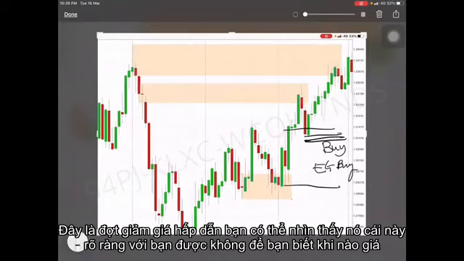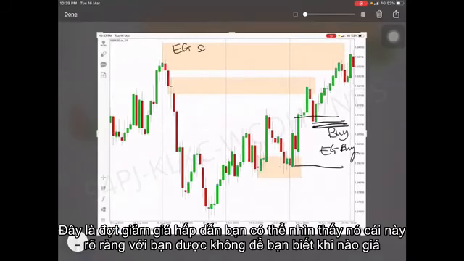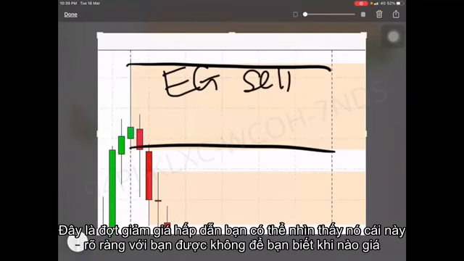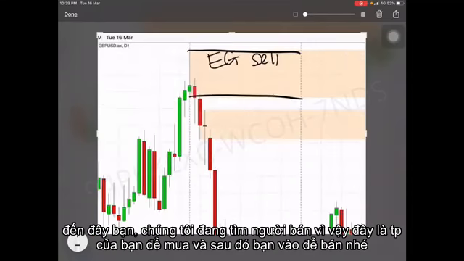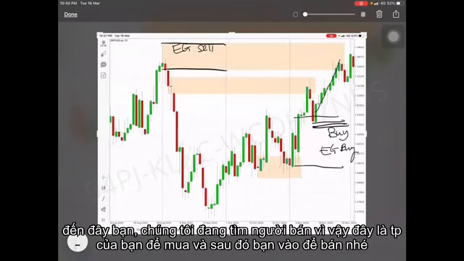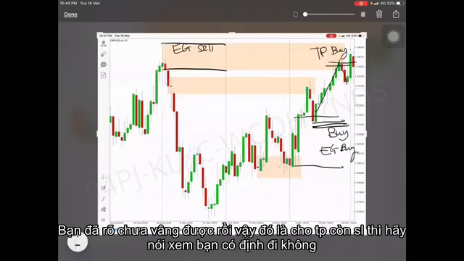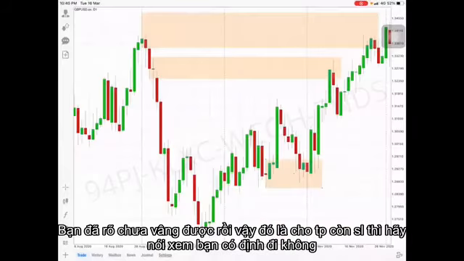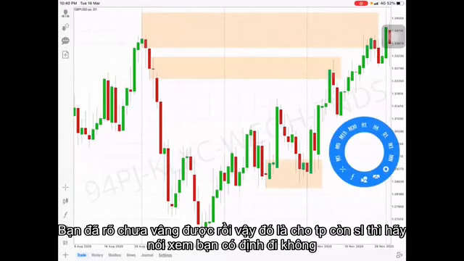Okay, so here is engulfing sell. Can you see it? This one? Is it clear to you? Yes. Okay, so you know when the price comes here, we are looking for sell. So this is your TP for buy. And then you entry for sell. Okay? Is it clear to you? Yes, it's clear. Okay. So that is for TP.